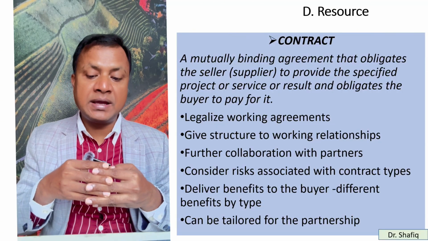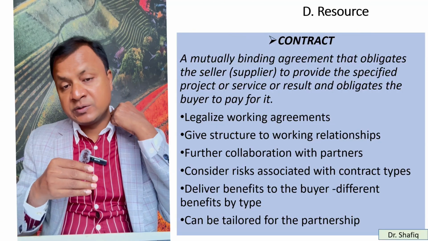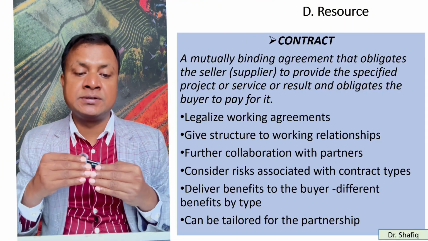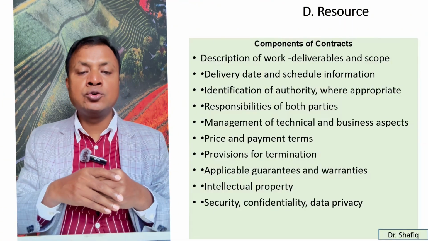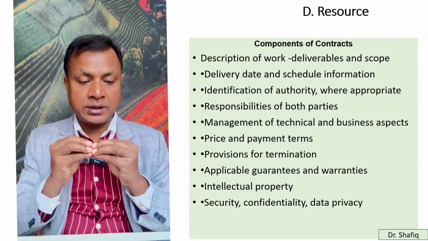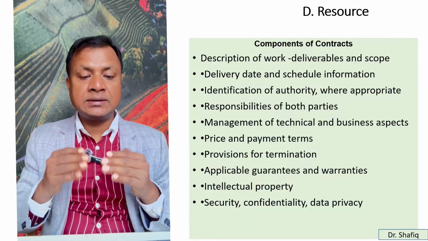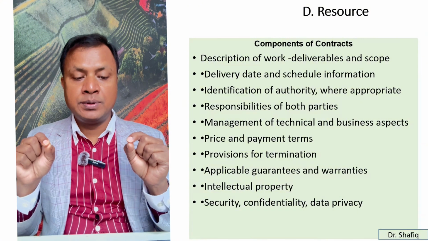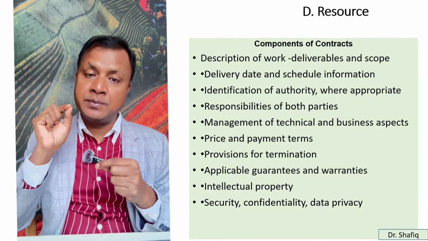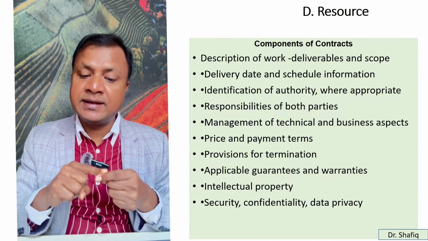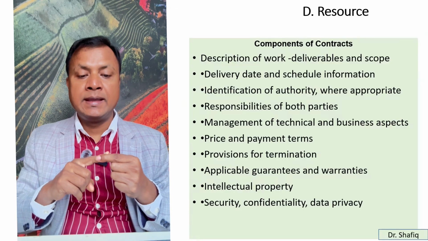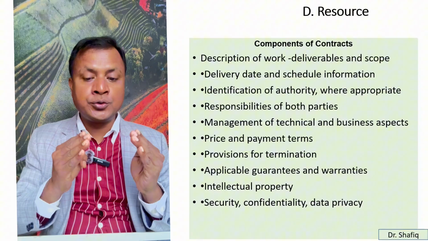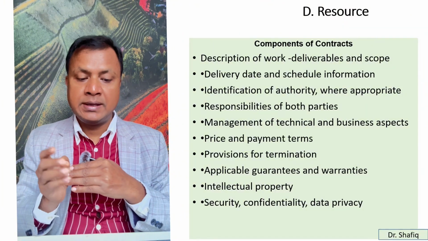Deliver benefits to the buyer, different benefits by type, and can be tailored as per the necessity. So, what are the components of a contract? In a contract, there should be a description of the work, deliverables, and scope, and then there should be the delivery date and schedule information. Another component is identification of authority where appropriate.